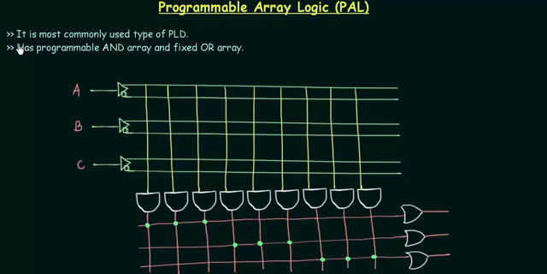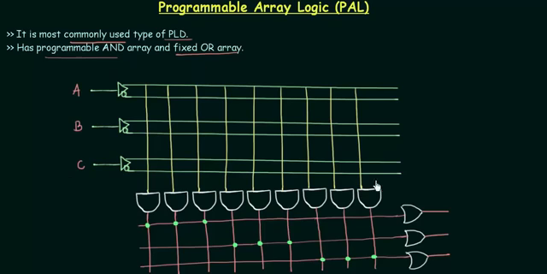So the first point that you can see is that it is the most commonly used PLD, the programmable logic device. Why is it most commonly used? Because it has the fixed OR array. If you remember, in PLA we had the programmable AND array as well as the programmable OR array, but in this case we don't have the programmable OR array. There is one advantage of the fixed OR array, which is simplicity. We don't have to worry about programming the OR array, so it is very simple. But there is one disadvantage, and it is flexibility. The flexibility of the PAL is not as much compared to the PLA.